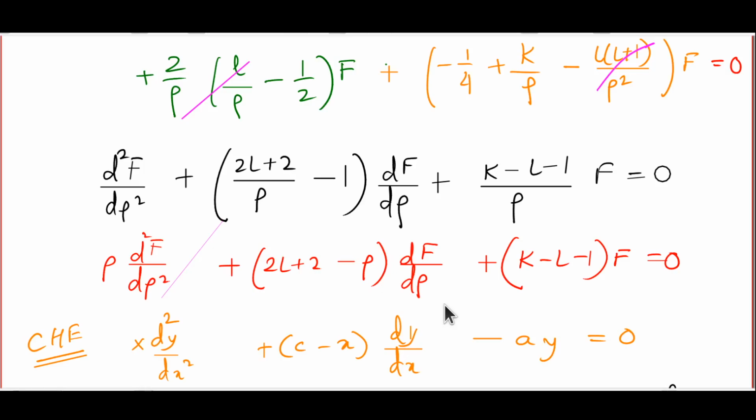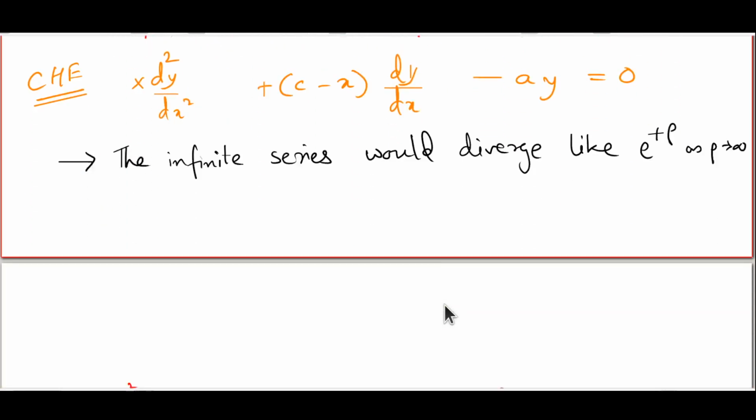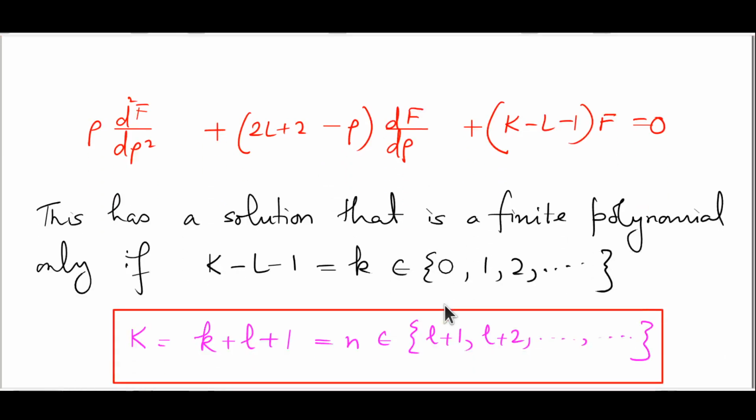We already studied in the last lecture that the confluent hypergeometric equation gives you finite polynomial solutions only when a is a negative integer, or here k minus l minus 1 is a positive integer or 0. So let's call this small k. Small k can take values 0, 1 and 2, and capital K, which remember is related to the energy, takes the form small k plus l plus 1.